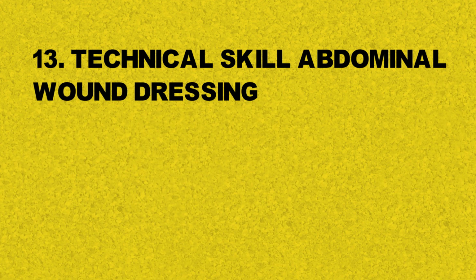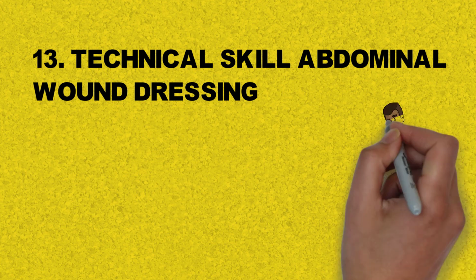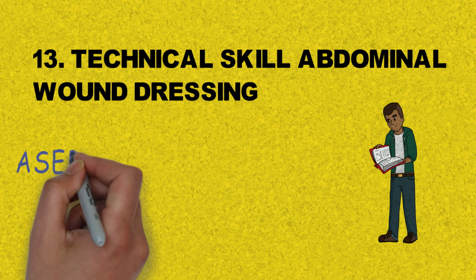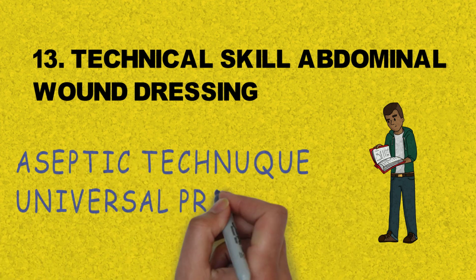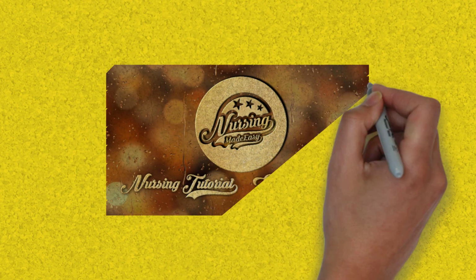Next is the technical skill of abdominal wound dressing. This is a very important station. I have seen many of the students losing this station. The main reason is that here you just have to do the dressing, but time management is very important, along with aseptic technique and universal precaution. That means how you are maintaining the trolley, how you are discarding the waste, and how you are doing the whole procedure in an aseptic way. So you should be careful about that.